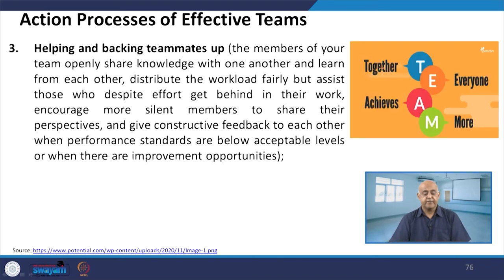Helping and backing teammates up: the members of your team openly share knowledge with one another and learn from each other. They distribute the workload fairly, but assist those who, despite effort, get behind in their work.